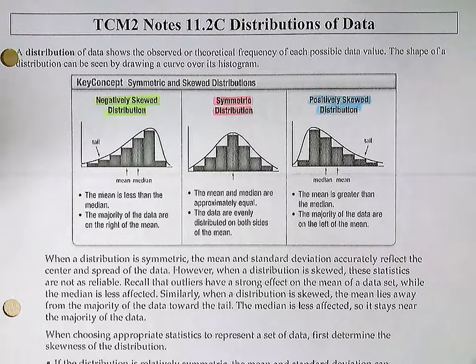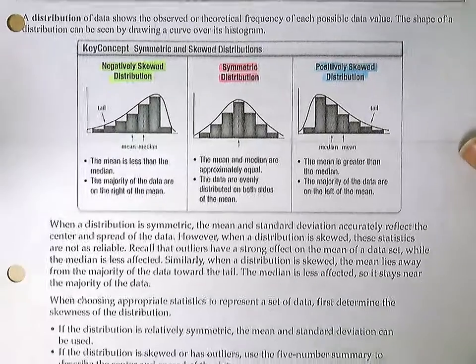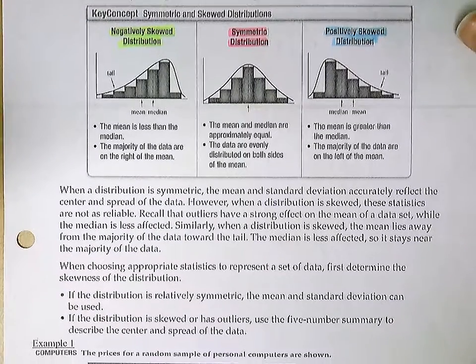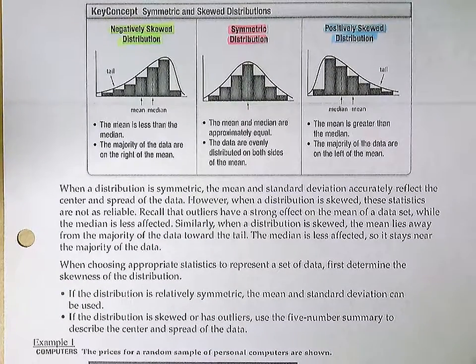When a distribution is symmetric, the mean and standard deviation accurately reflect the center and spread of the data. However, when the distribution is skewed, these statistics are not as reliable. Recall that outliers have a strong effect on the mean of a data set, while the median is less affected. That's when we were finding those outliers using the interquartile range. And yes, you did just have to do that on your quiz. Similarly, when a distribution is skewed, the mean lies away from the majority of the data toward the tail. The median is less affected, so it stays near the majority of the data.